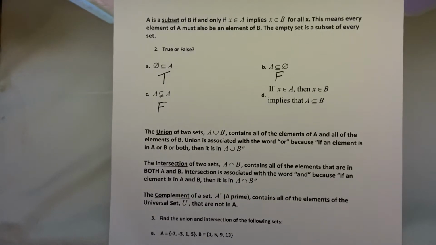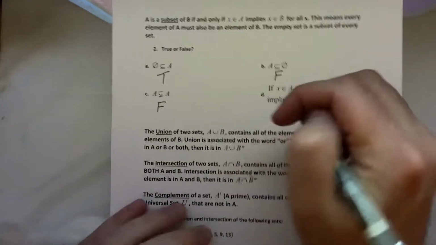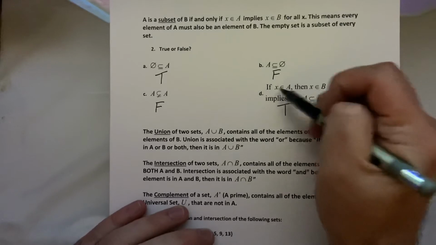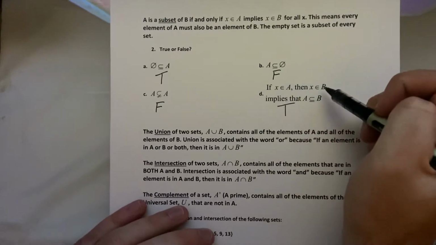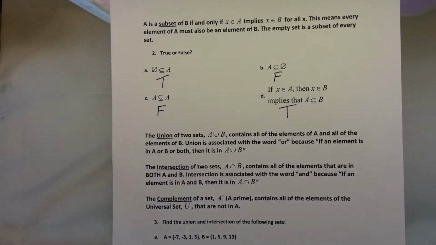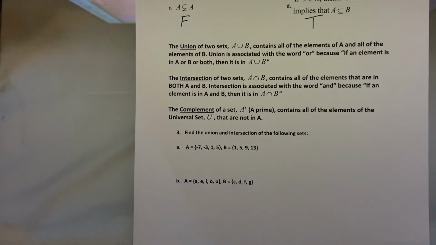And if x is an element of A, then x is an element of B implies that A is a subset of B. This is true. What this is saying is that anything in A is also in B, which is what implies subset. Okay, there are symbols that go between sets.